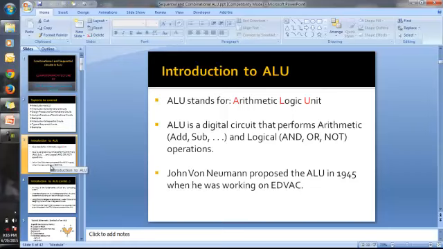Introduction to ALU. ALU stands for Arithmetic Logical Unit. I think we all are familiar with this. It is a digital circuit that performs arithmetic operations like addition, subtraction, and so on. And it also has logical circuits, which perform AND, OR, NOT, and other operations. John von Neumann proposed the ALU in 1945 when he was working on EDVAC.